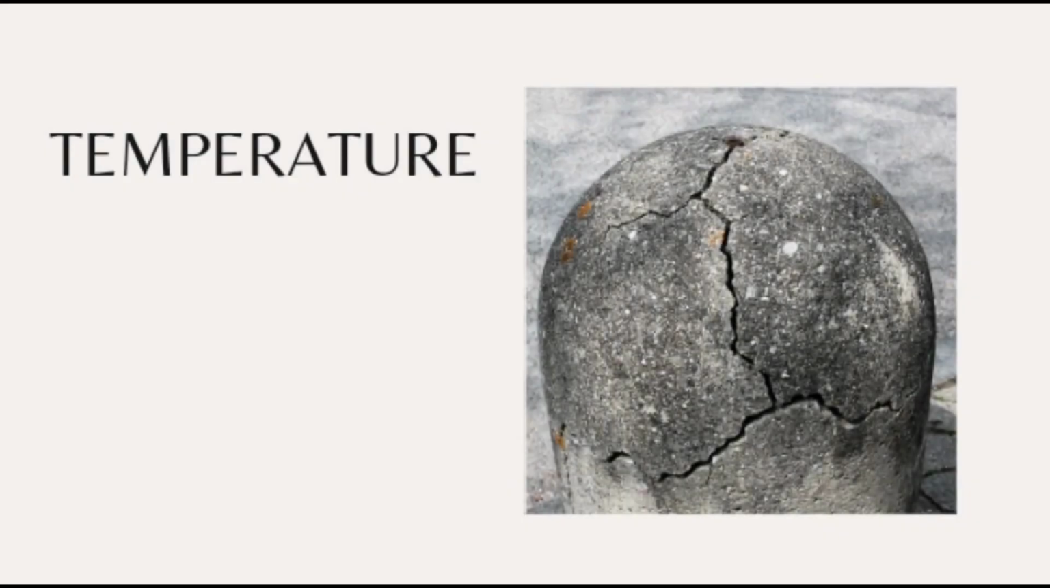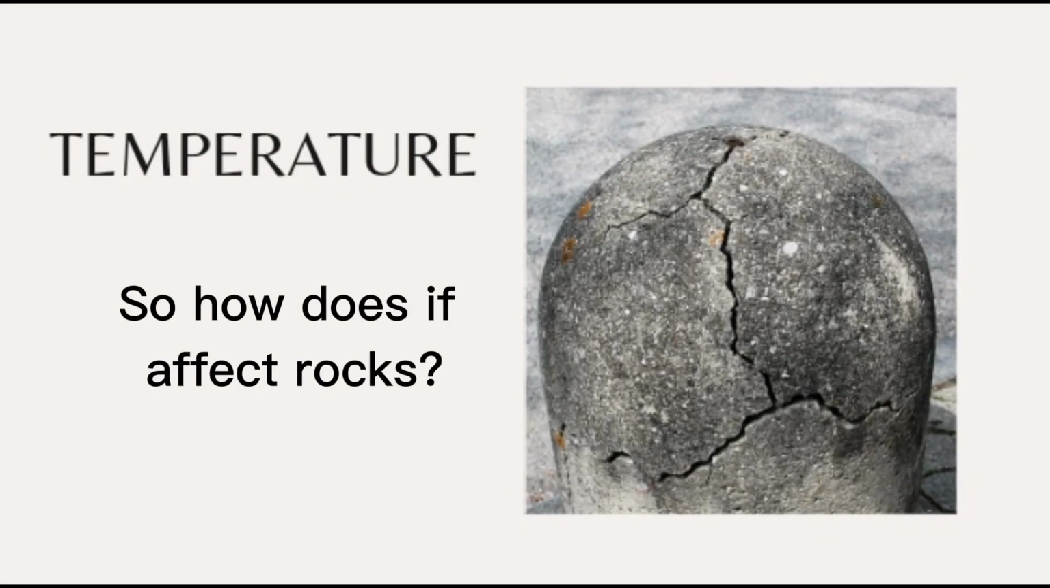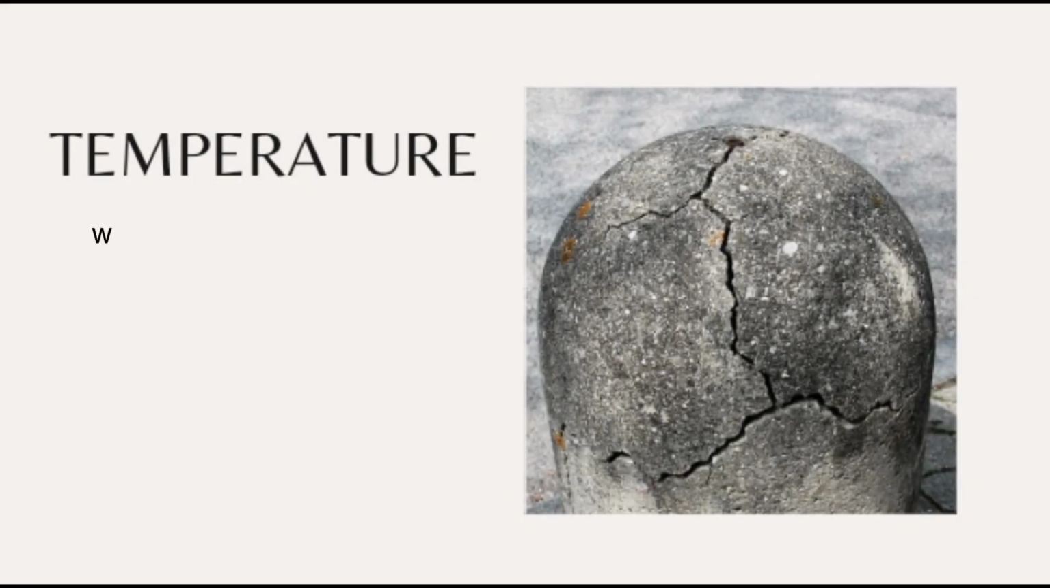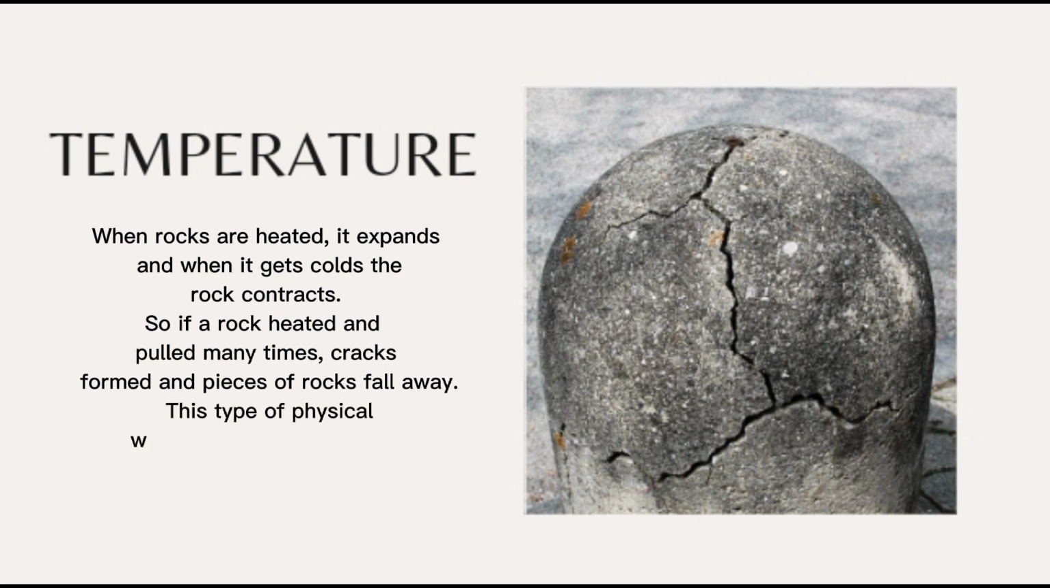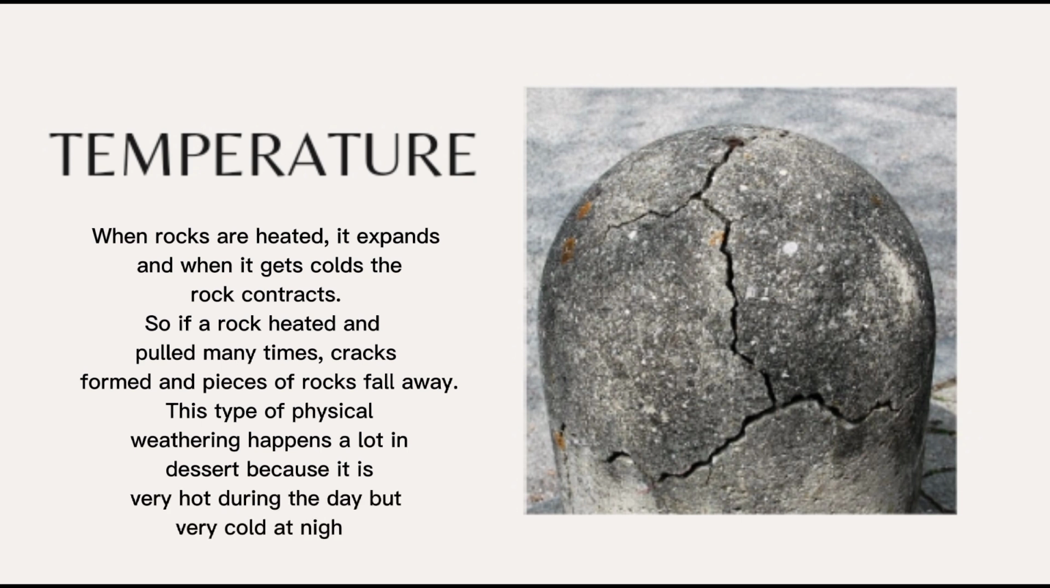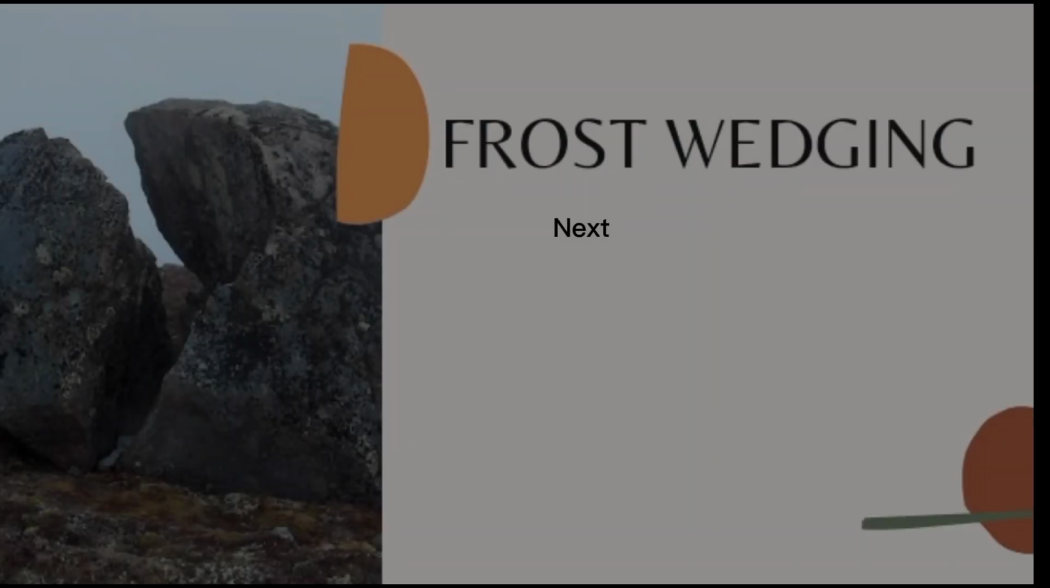Next is temperature. So how does it affect rocks? When rocks are heated, they expand, and when they get cold, the rock contracts. So if a rock is heated and cooled many times, cracks form and pieces of rock fall away. This type of physical weathering happens a lot in deserts because it is very hot during the day but very cold at night.